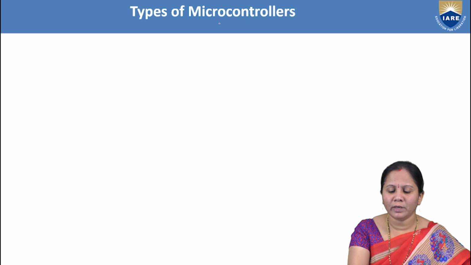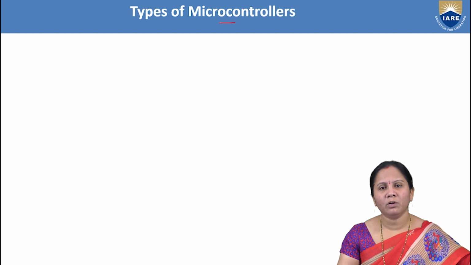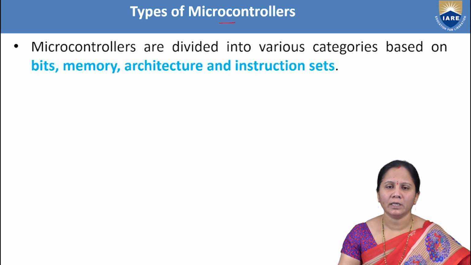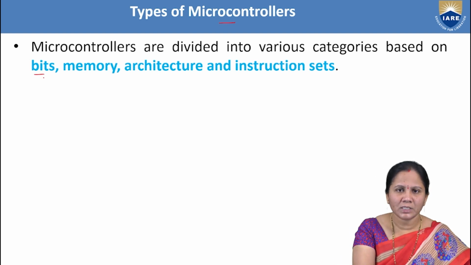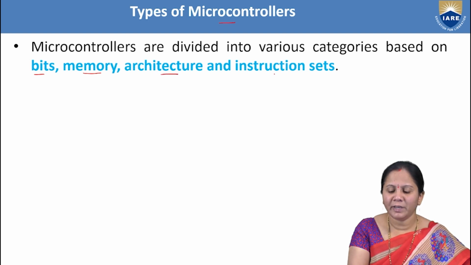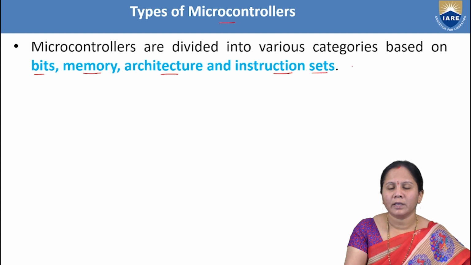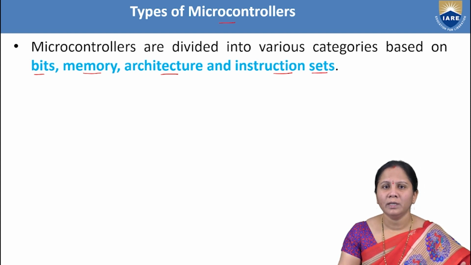Now, we should know what the different types of microcontrollers are. Microcontrollers are classified into different categories based on some specifications, like the number of bits, the size of memory, and how the memory is, whether it is externally connected or embedded memory, and based on the architecture and the instruction set, whether it is RISC or CISC. So based on all these categories, the microcontrollers are classified.